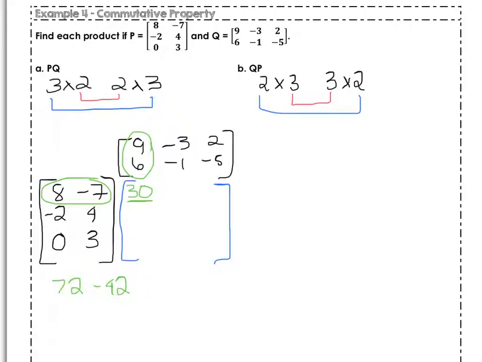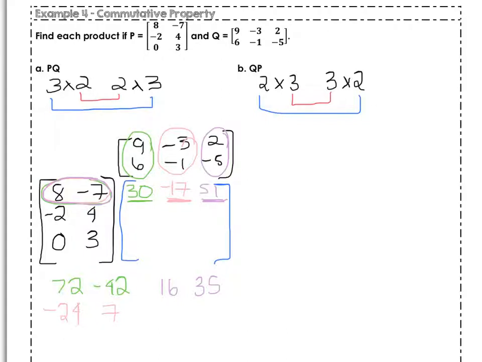All right, let's now do row 1 multiplied by column 2 to get me my row 1, column 2 solution. So we have 8 times negative 3, that gets me negative 24. And we have negative 7 times negative 1, that gets me positive 7. So negative 24 plus 7 is equal to negative 17. Okay? All right, last row and column for this guy. Row 1 times column 3 will fill in that position over there. 8 times 2 is 16, and negative 7 times negative 5 is positive 35. 16 plus 35 gets me 51.